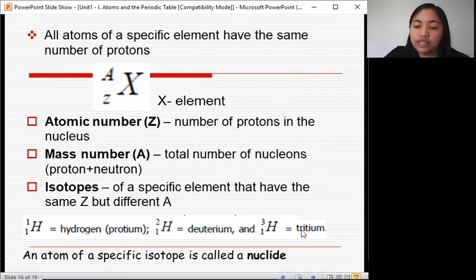Okay, so, sa tritium, naa siya mass number nga 3. Again, iyang atomic number is 1. So, meaning iyang proton is 1. Therefore, iyang neutron is equal to 2. So, an atom of a specific isotope is called a nuclide.